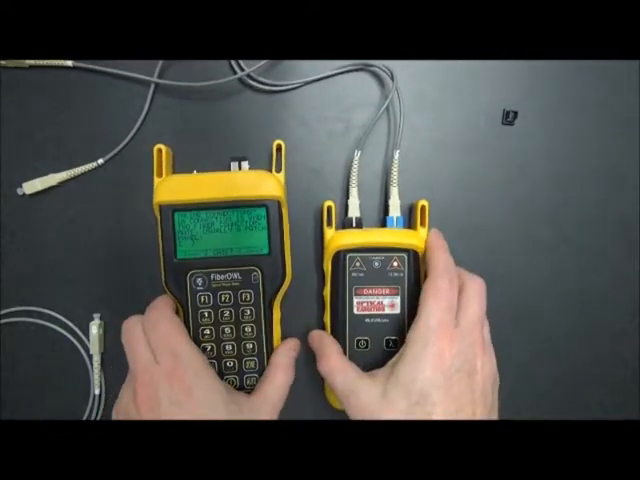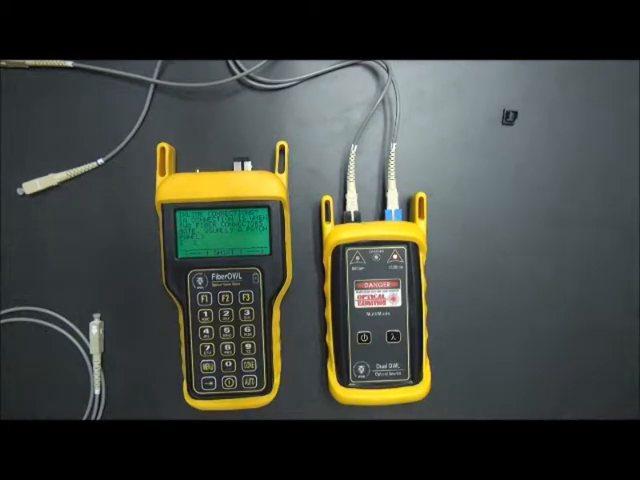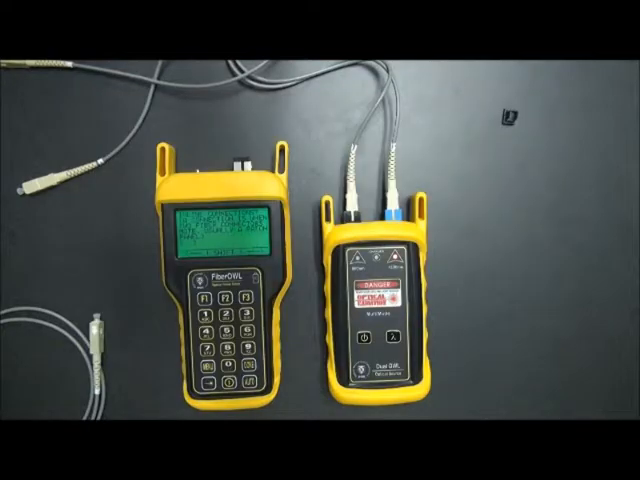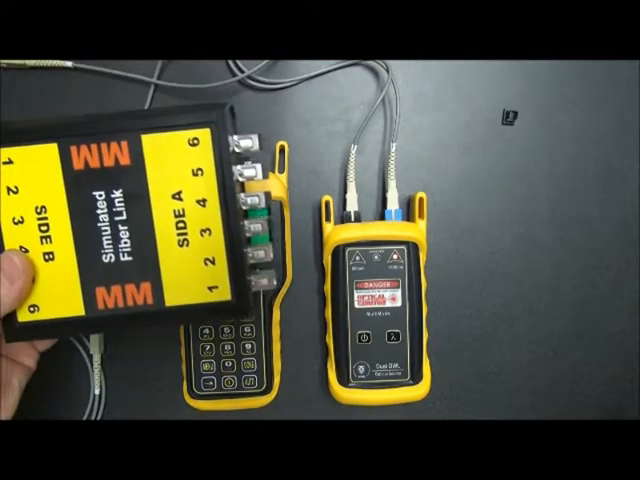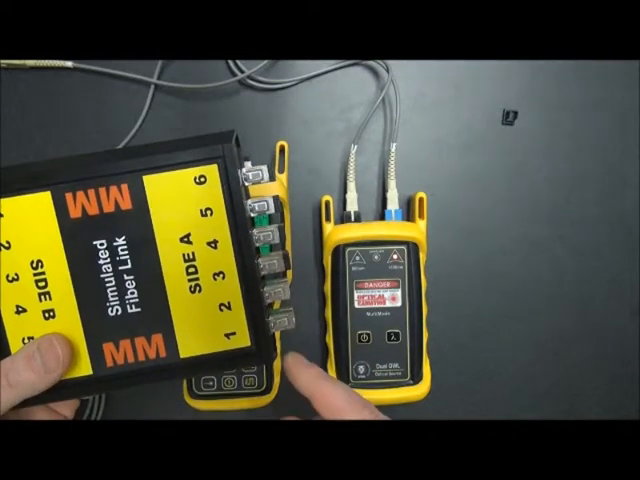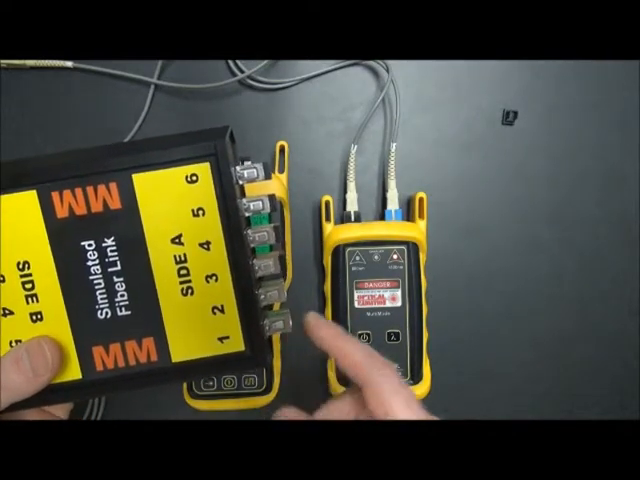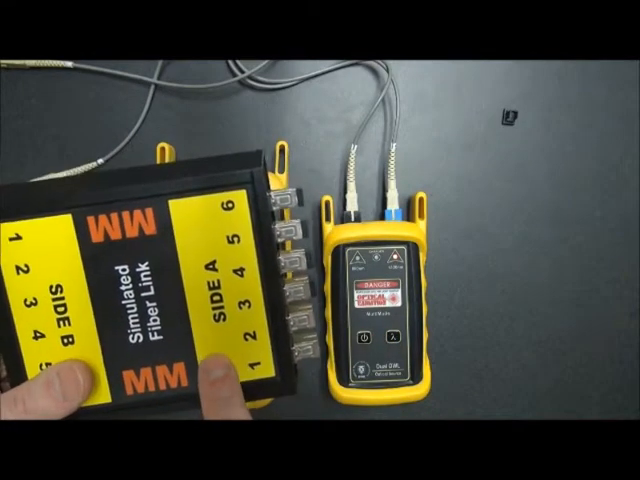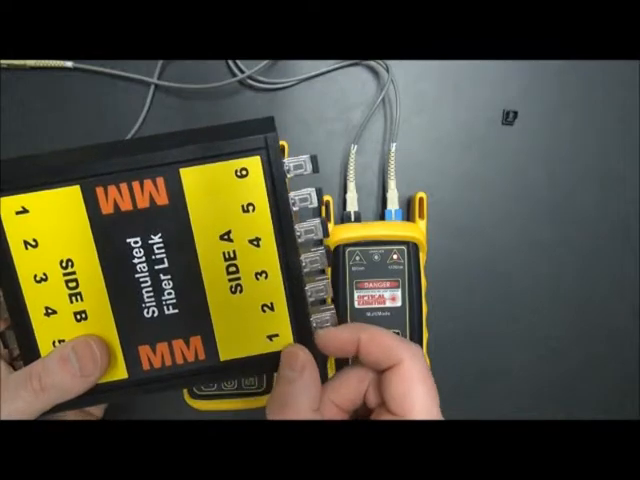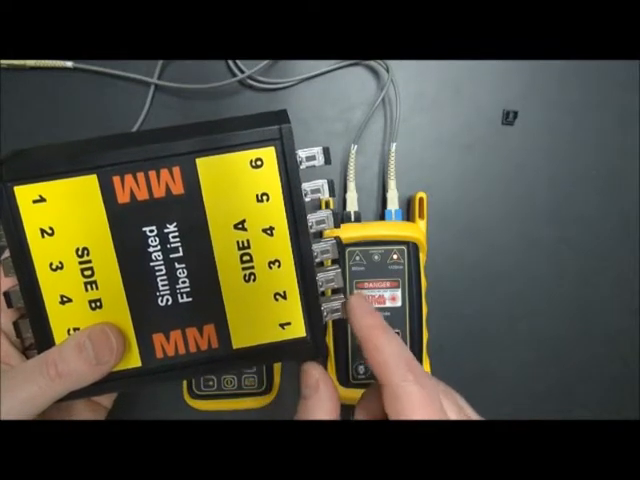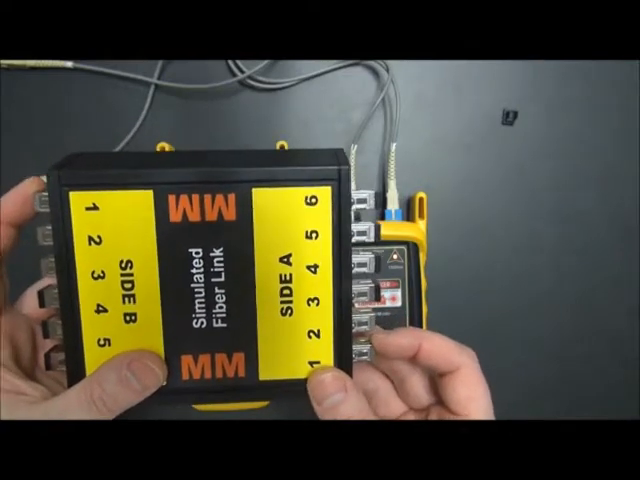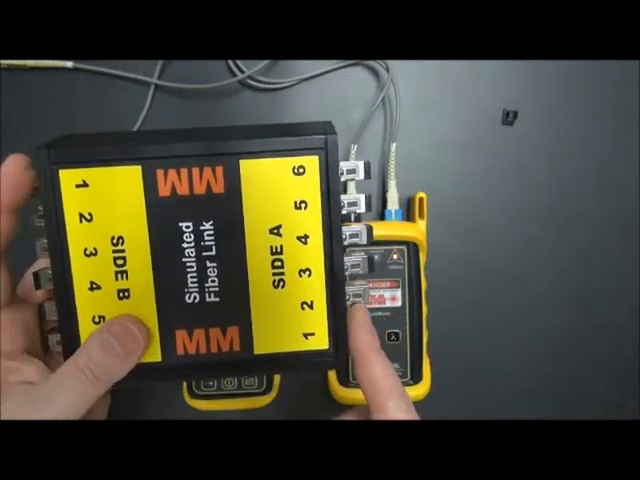what we're going to do is go on to the next step where it says inline connections. Now, a connection is simply a patch panel or a wall plate or a mating sleeve. So, for example, in this configuration, this simulated fiber link, this bulkhead right here, where you would plug in a fiber patch cable, is actually fiber behind this. The connection between the two is what you need to answer here. So this is one connection, and this is two connections.